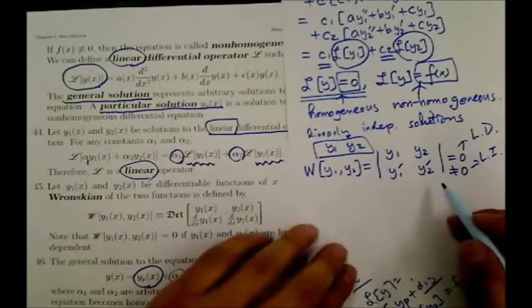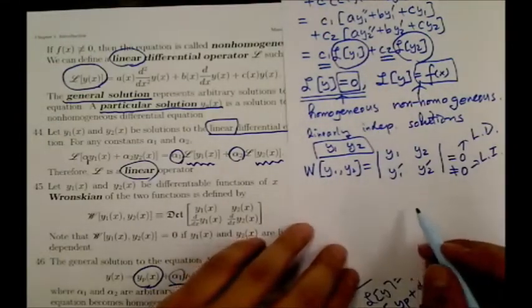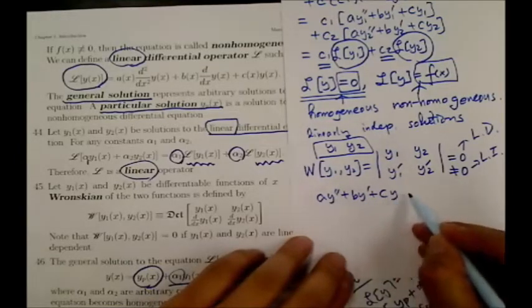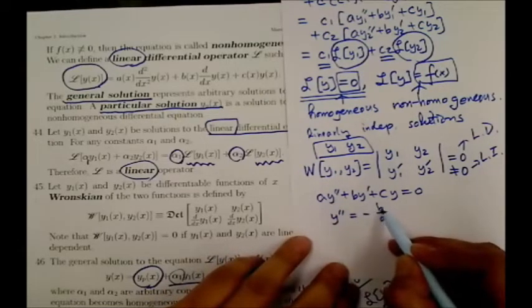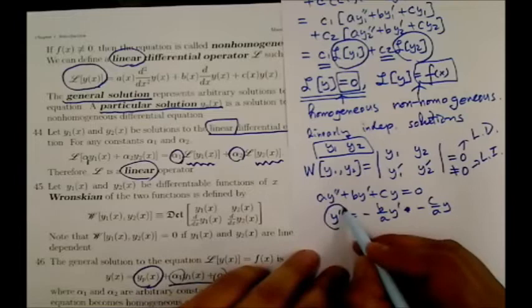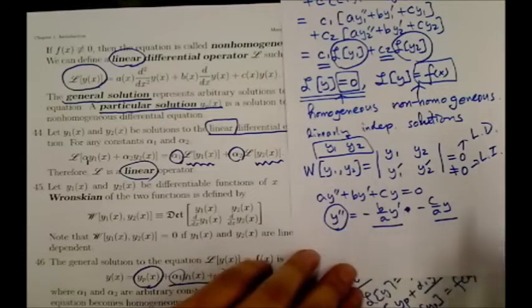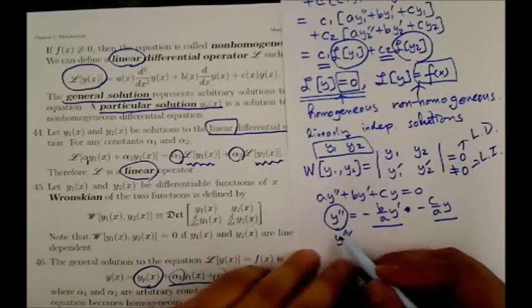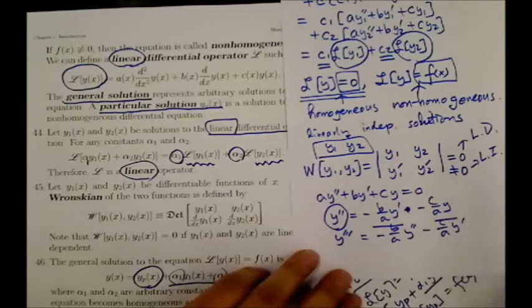The reason is that if this equation equals 0, then what I get is a y double prime plus b y prime plus c y equals 0. This relation gives y double prime equals an expression in y prime and y. So y double prime can always be expressed in terms of y and a single first order derivative. In addition, any higher order, such as triple prime, is expressed in terms of double prime, y prime, and so on.